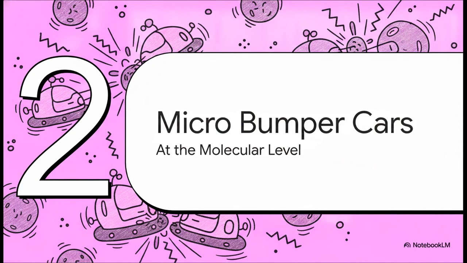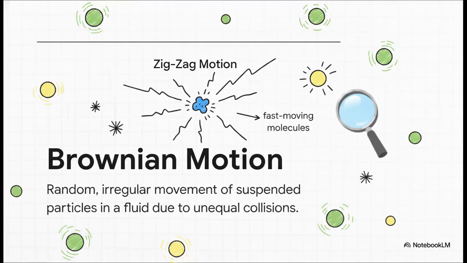Which brings us to part 2, the microscopic bumper cars. This zigzag madness is the very essence of Brownian motion. Basically, it's the random, irregular movement of suspended microscopic particles in a fluid. But why does it happen? Well, it happens because of unequal collisions with the fast-moving molecules of the fluid itself. The path these suspended particles trace is completely irregular. It's totally unpredictable. It never stops, and it never ever settles.